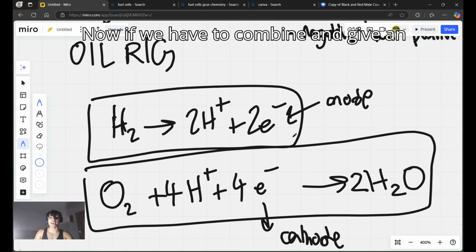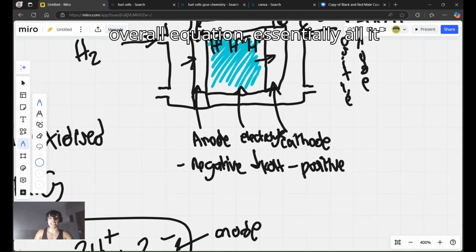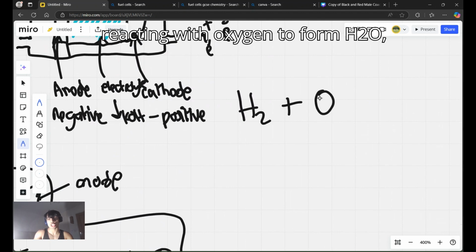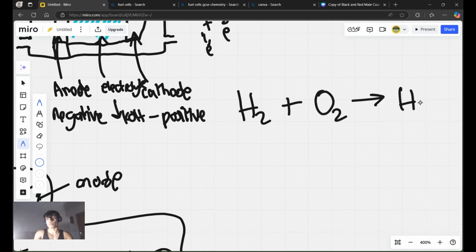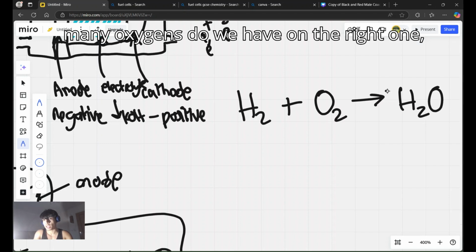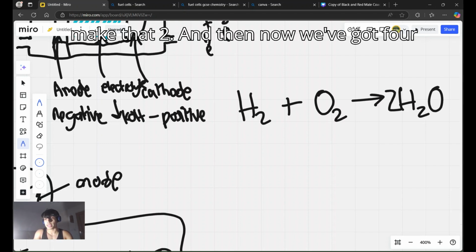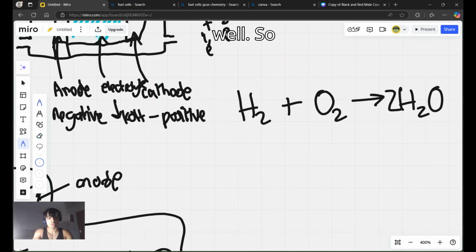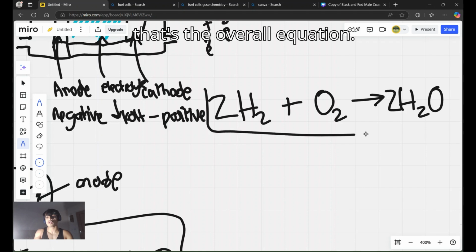Now, if we had to combine and give an overall equation, essentially all it would be is H2 reacting with oxygen to form H2O. And we would probably put, how many oxygens do we have on the right? 1, make that 2, and now we've got 4 there, so it's going to be 2 here as well. So that's the overall equation.